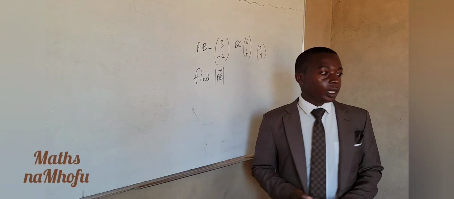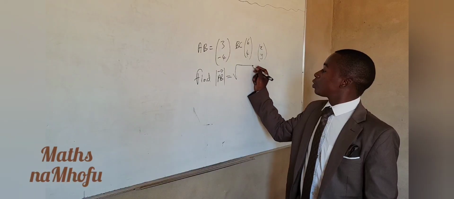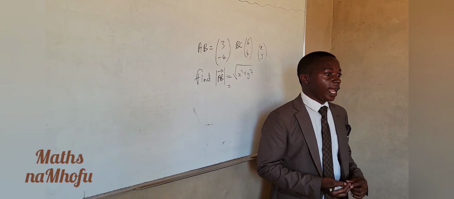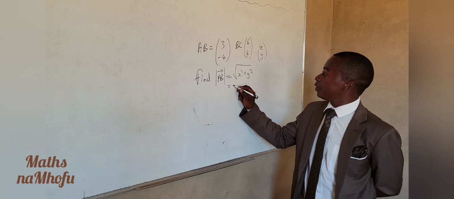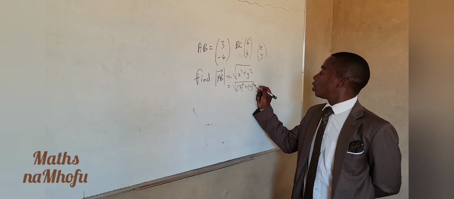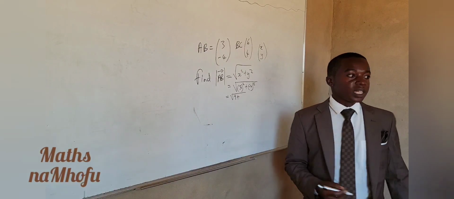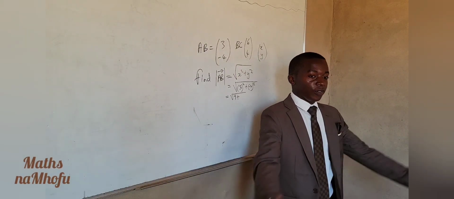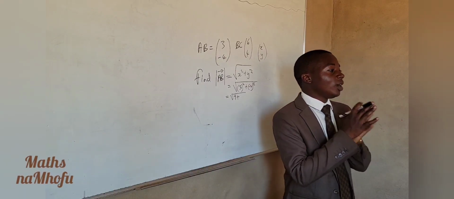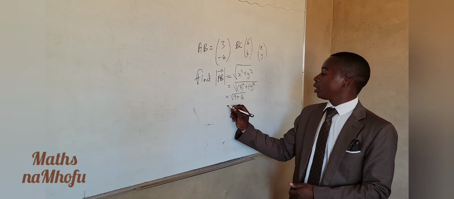Find the modulus of AB. It's very simple. Remember the formula. Since AB is 3 and negative 4, the formula is the root of x squared plus y squared. So you just substitute the numerical values of x and y and you simplify. Now root of 3 squared plus negative 4 squared, right? Which is the same as root of 3 squared, that's 9, plus negative 4 squared. What is the answer? Negative 4 squared. Yes, Rutendo. 16. Thank you.